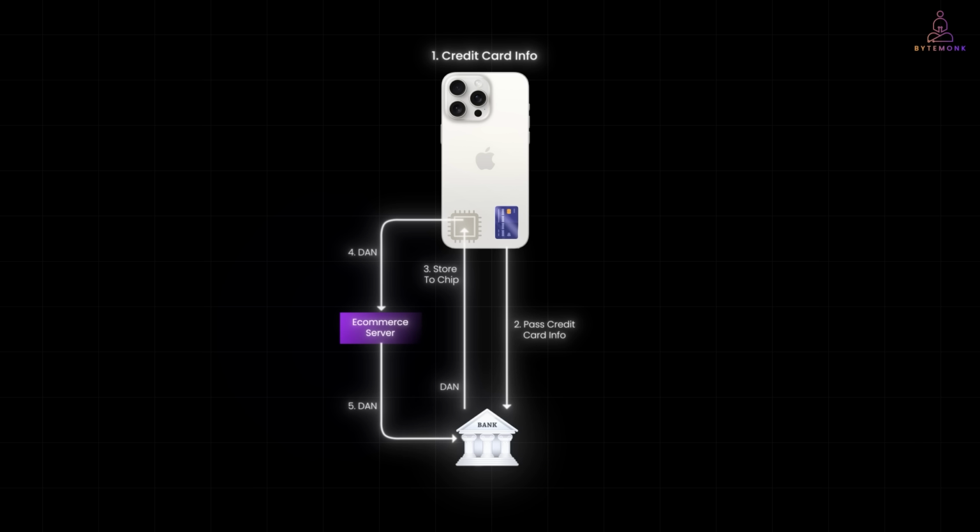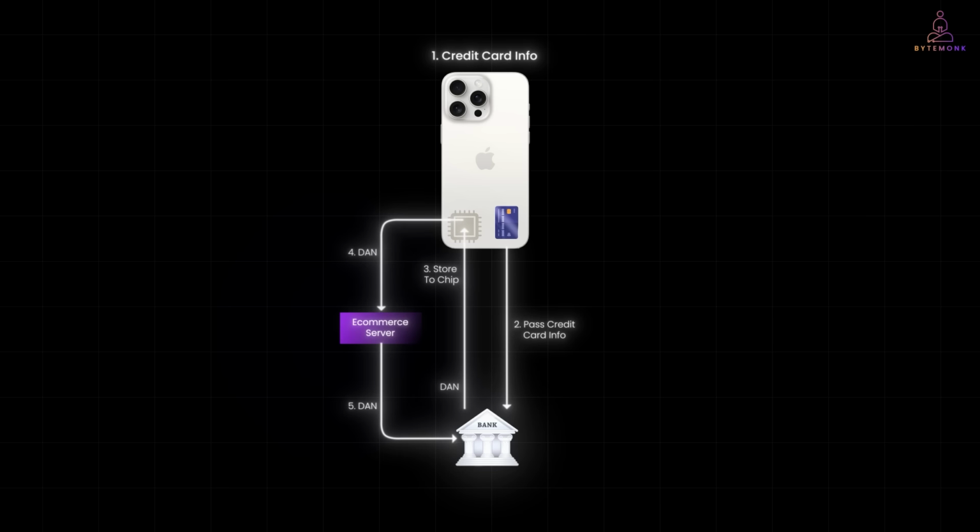And once verified, the bank or the card network issues a device account number or DAN, which Apple securely stores in the device's secure element. After that setup, for all future payments, your real card number is never sent again. Only the DAN, the tokenized version, is used during transactions.